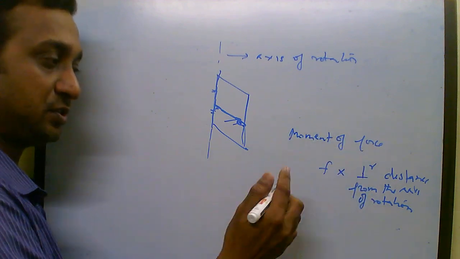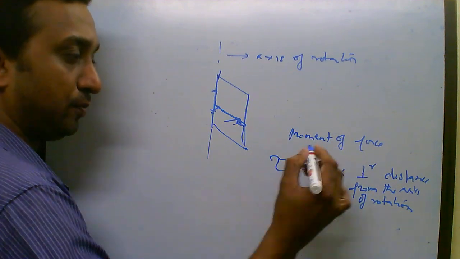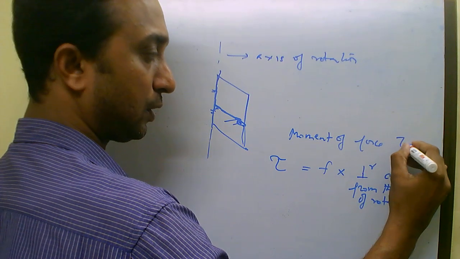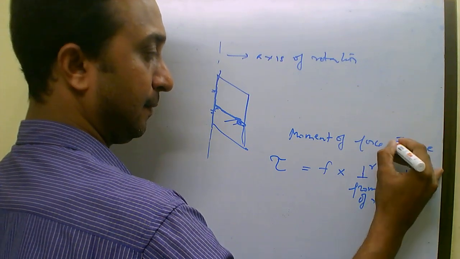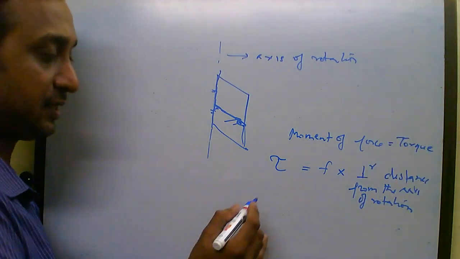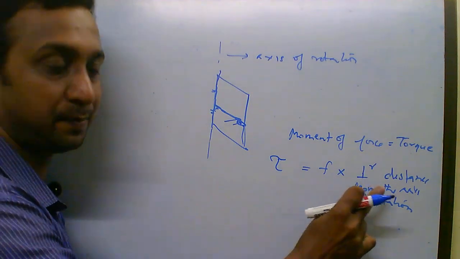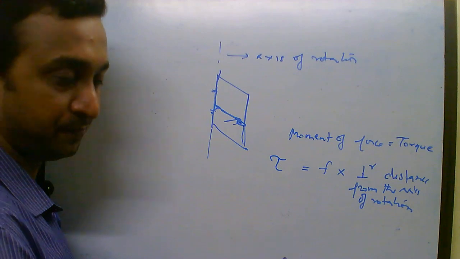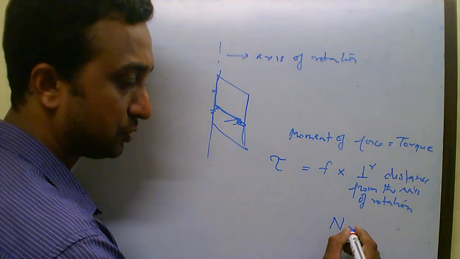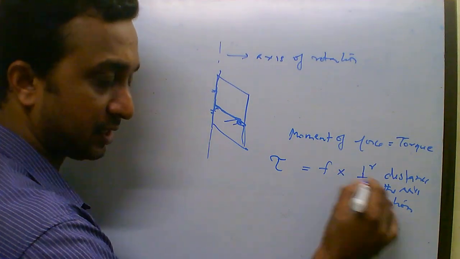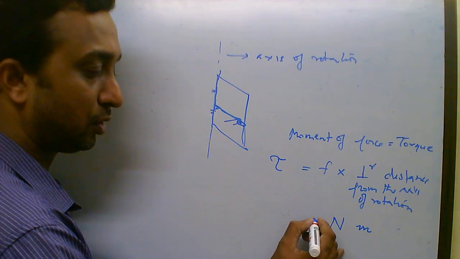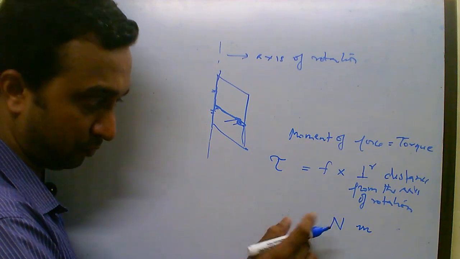So moment of force is denoted by the letter tau. Moment of force is also called torque, and it is given by this letter tau. It depends upon two factors: the applied force and the perpendicular distance from the axis of rotation. And its unit: the force unit is Newton, the distance unit is meter. So the unit of torque, moment of force, is Newton meter.